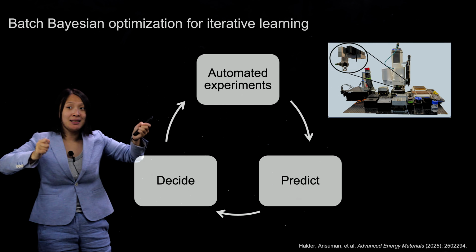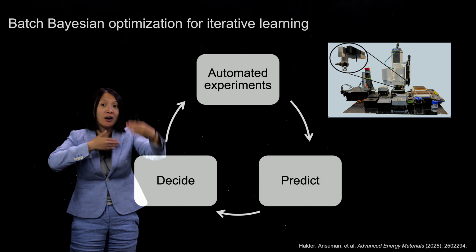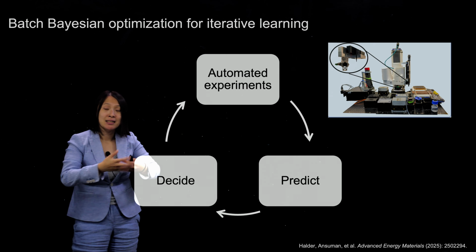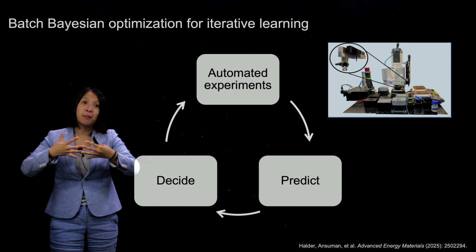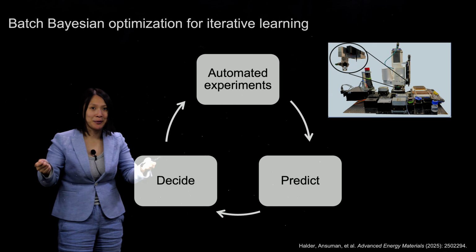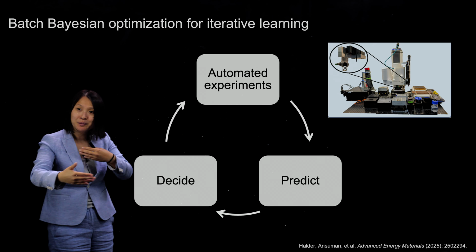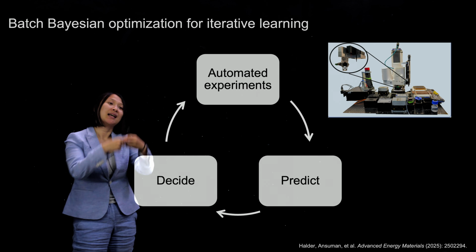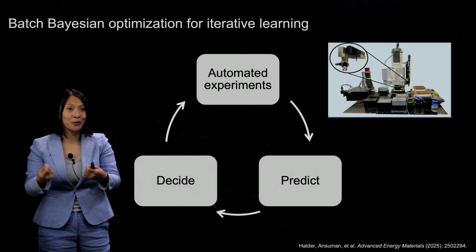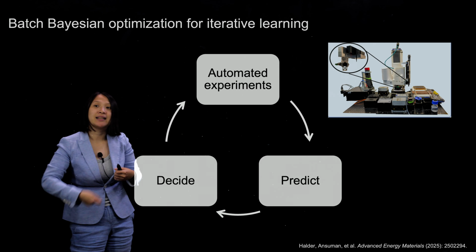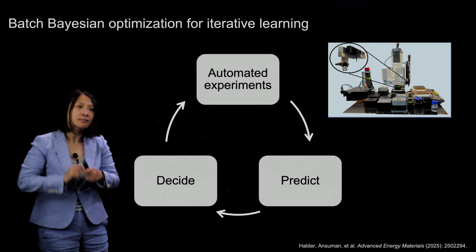With that in mind, in each round of Bayesian optimization, our algorithm model is updated from a batch of samples. So we can do multiple automated experiments, input them into our algorithm model, and then decide the next round of experiments.